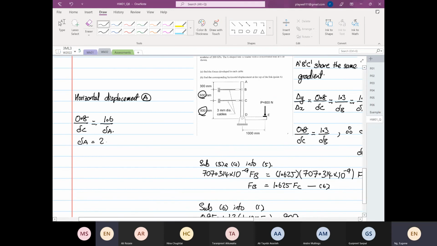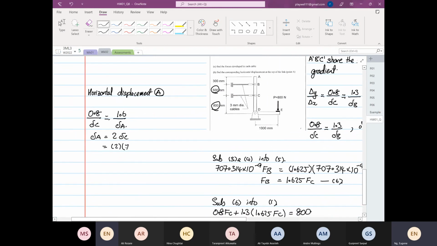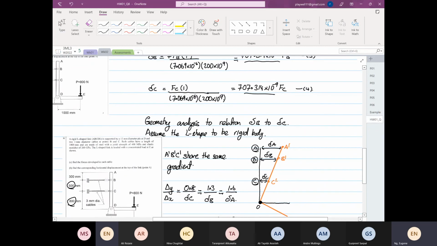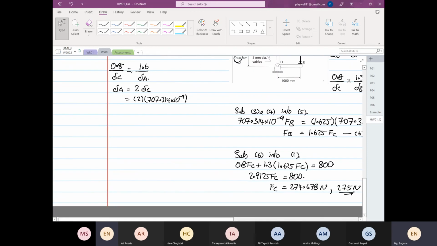Okay, so we found that delta A is equal to 1.6 divided by 0.8, which is 2 delta C, right? So delta C, we know delta C is equal to what? 707.314 times 10 to the power minus 9 times FC, which is 447. Okay, let me check again. So this is equal to 2 times 707.314 times 10 to the power minus 9 times 447, which is equal to 632.339 times 10 to the power minus 6 meters, and it's going towards the right. Okay, so these are your answers.